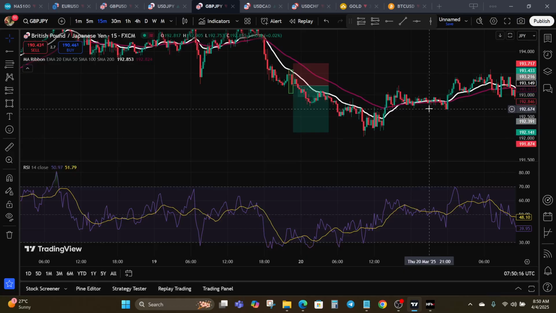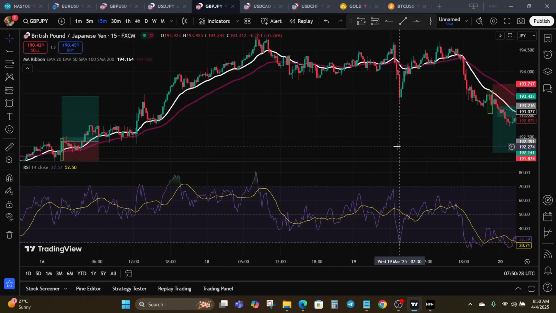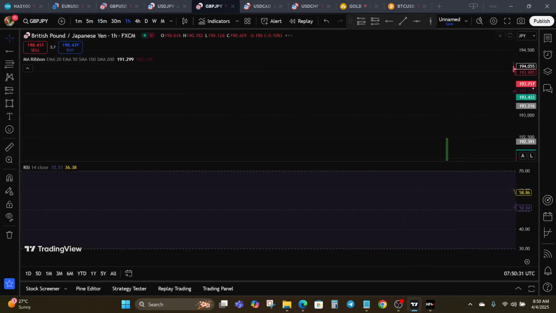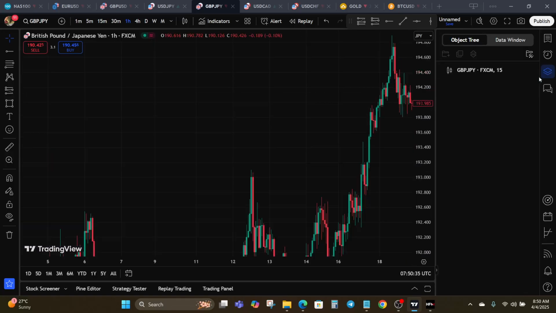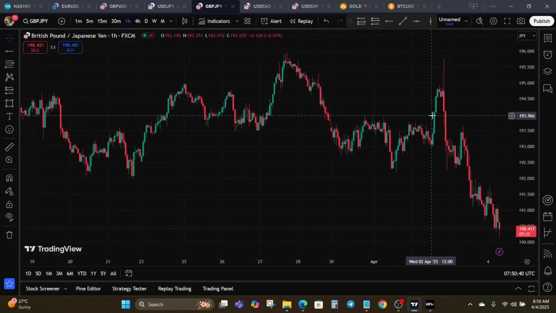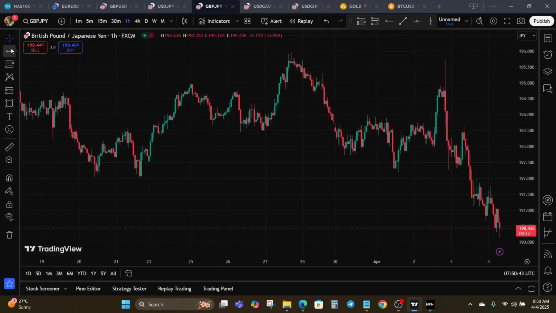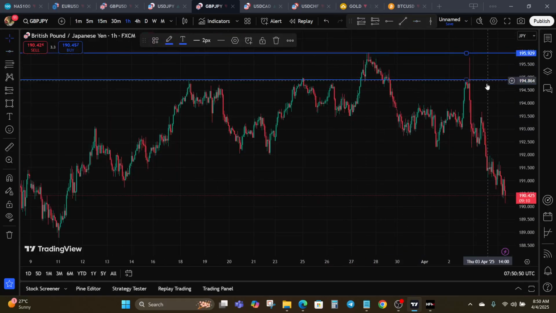Now let us look at the next strategy. We're going to be going into the breakout strategy. It's a system that is built for catching explosive moves from consolidation zones. So we're going to be making use of horizontal support and resistance lines.